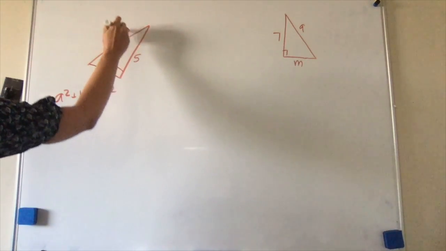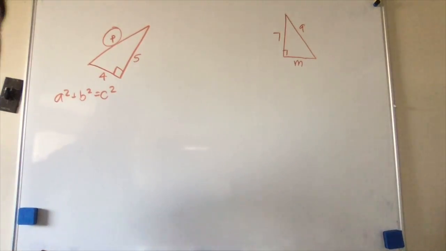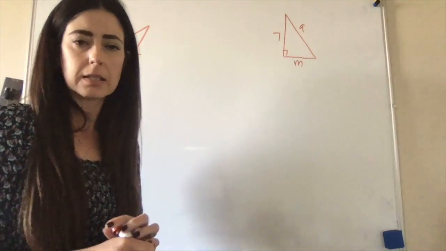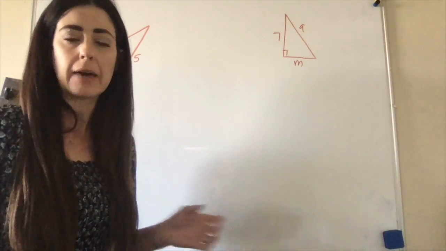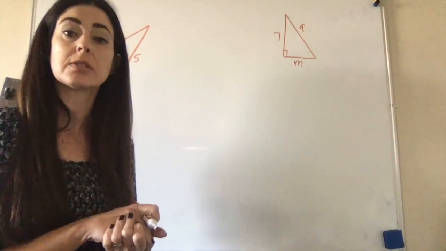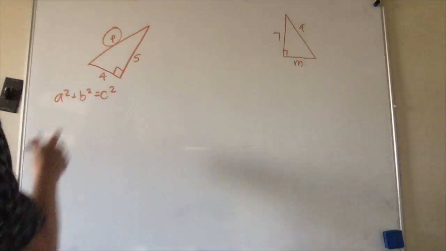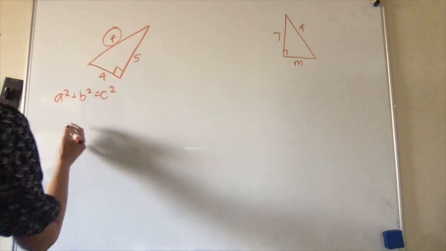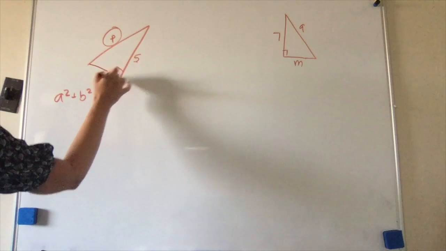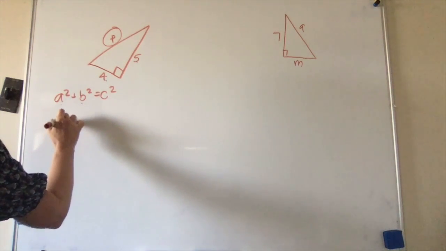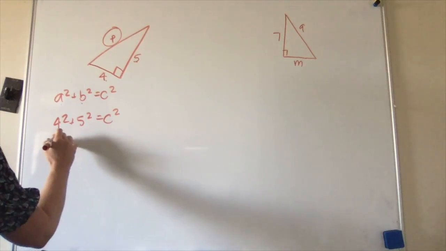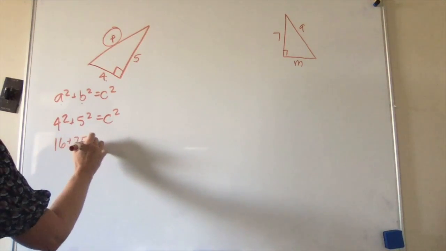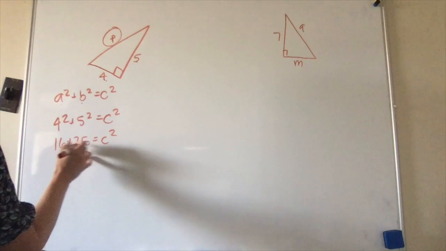Now, c is labeled p. It doesn't matter what it's labeled. As a mathematician at this level in Algebra, you should be able to know that the hypotenuse is the long side of the triangle. So they're going to label it whatever they want to. So we're going to say the two legs are always a and b, so we have 4 squared plus 5 squared equals c squared. 16 plus 25 equals c squared.